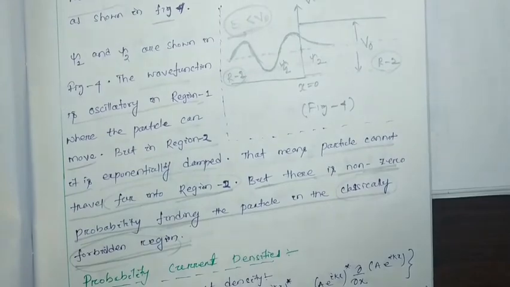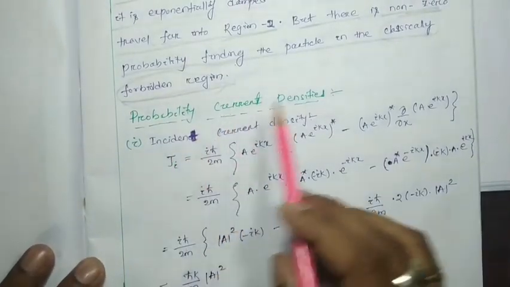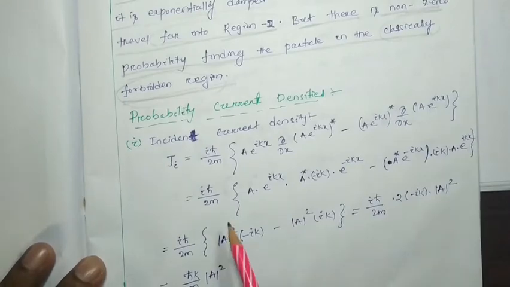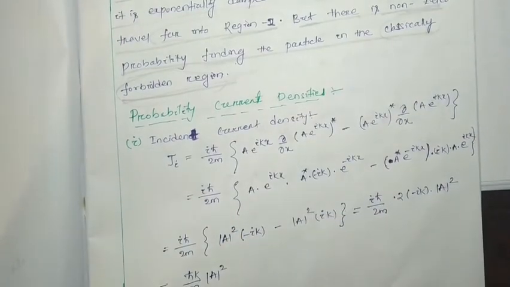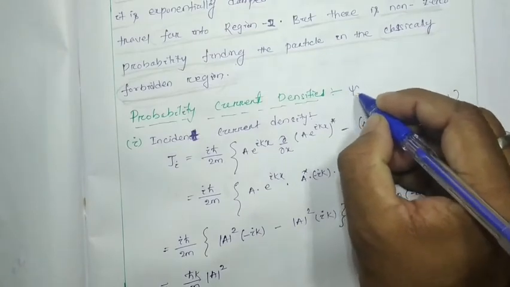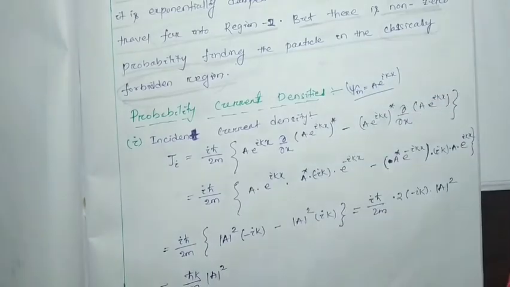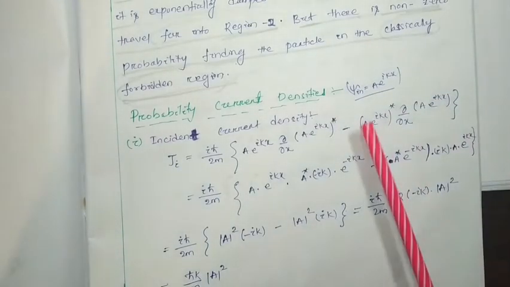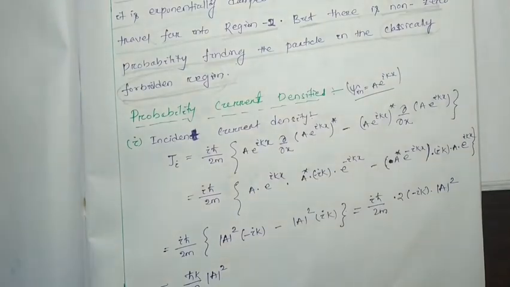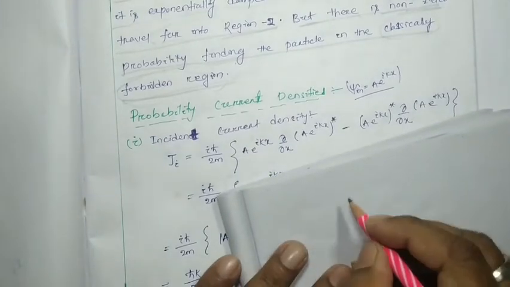Now we have to evaluate probability current densities. First we consider the incident current density. To evaluate it, we consider the incident wave function, psi in, which is a e to the i kx. This is our incident wave function. By considering it, we find the incident current density, and the general expression for current density is nothing but what?